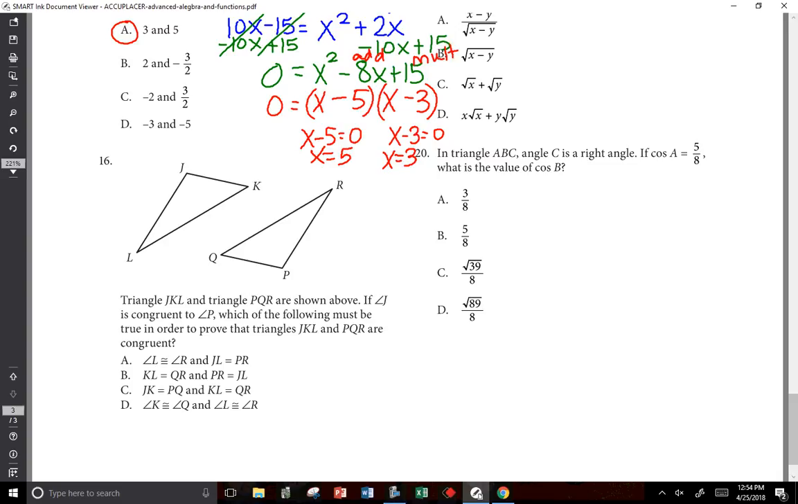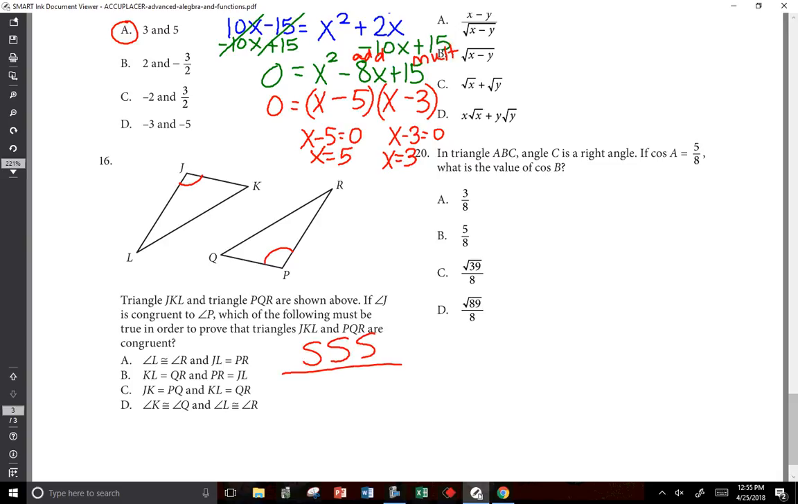Okay, so if we try answer choice A, let's mark what they've given us. We have L with R, and then we have JL with PR. Does that give us one of our deals? Doesn't it give us angle, side, angle? So that works. Let's try to see why the other ones don't work. Do y'all not agree? Works. If that's a side, and there's 2 angles, that's one of the things.